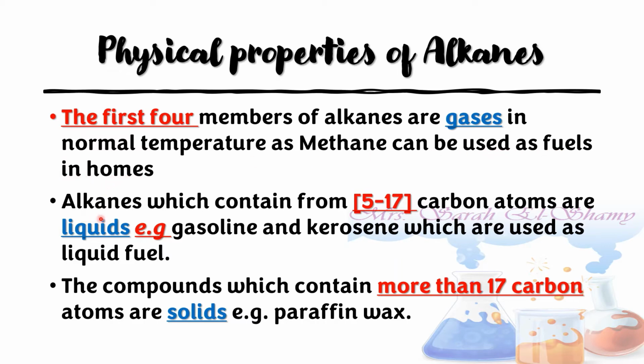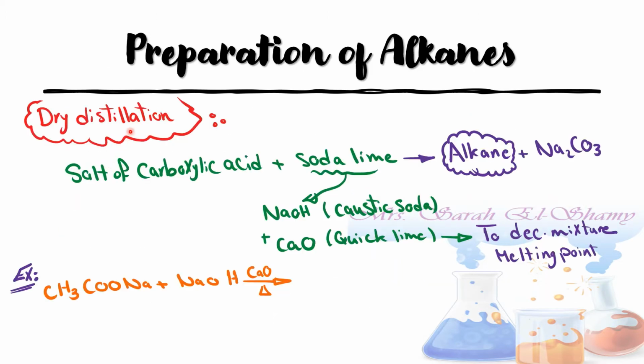While the alkanes which contain from 5 to 17 carbon atoms are found in the liquid state, so they will be liquids at normal temperature, like what? Like gasoline and kerosene, which are used as liquid fuel. The last type, which contains more than 17 carbon atoms, is found in the solid state, or found as solids, like what? Like paraffin wax.